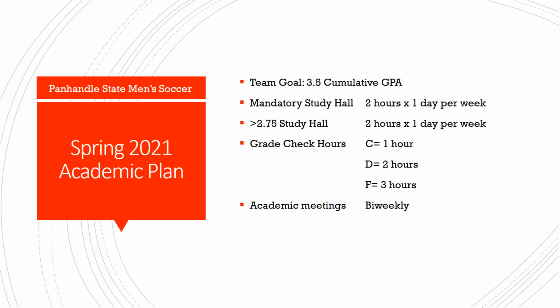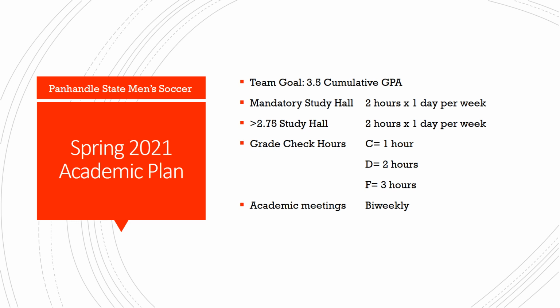Here is a copy of our Spring 2021 academic plan. This plan was implemented at the start of the semester as we look to push the team's overall GPA by 0.6 from the previous semester. This plan continued with one mandatory day of study hall for all men's soccer student athletes and was scheduled from 3 to 5 p.m. on every Monday.